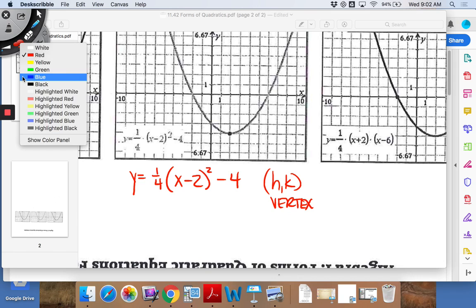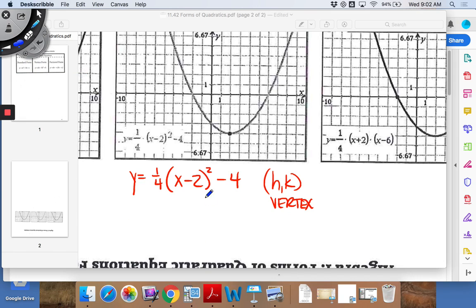So we can tell easily the vertex in this form, but one thing you have to remember is the actual form is (x minus h) plus k. So when you're identifying the h value, you're actually looking at the opposite sign. So for us, the vertex would be 2, -4. And if you look at the graph, it is at 2, -4, the vertex.